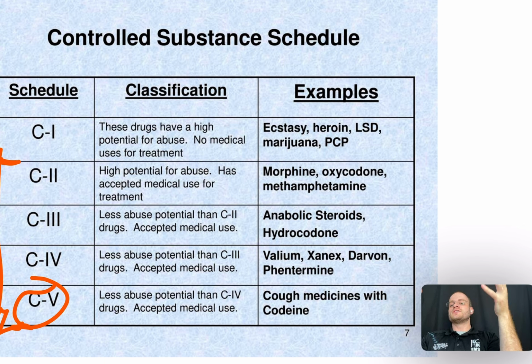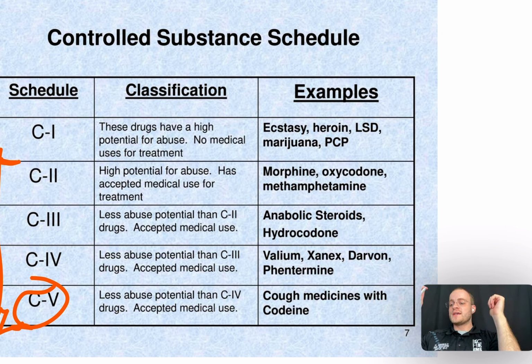Okay, C3s, like anabolic steroids, like testosterone. Testosterone has a legitimate medical use for hypogonadism, right? But it can also be abused by bodybuilders. It could be abused, okay?